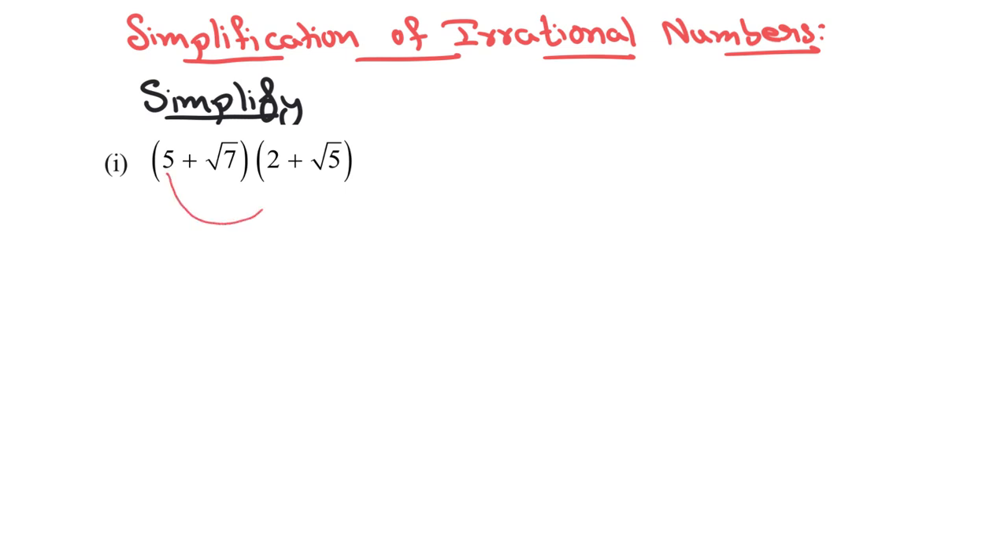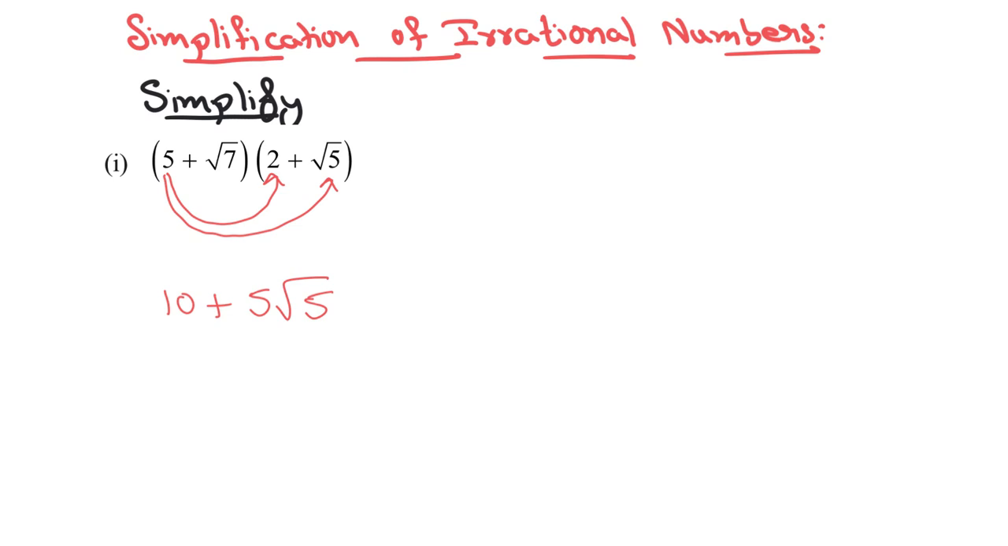5 times 2 is 10, plus 5 times root 5 is 5 root 5. Good. So we took the first number 5 and we multiplied with every single term that is in the second bracket, and we are done with 5. Now we will move on to root 7.